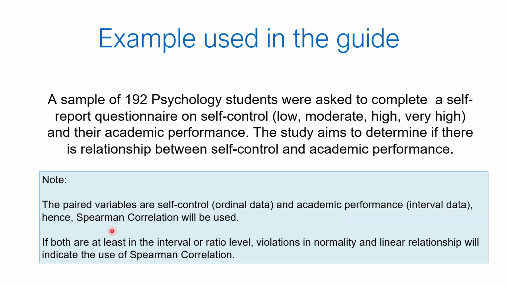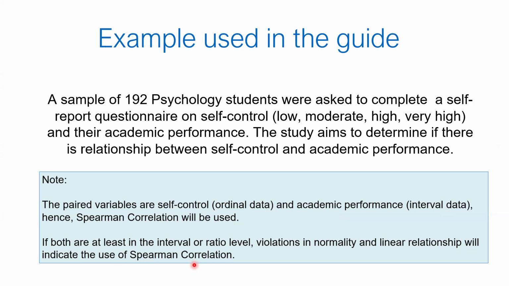Okay, hence Spearman correlation will be used. So take note, because at least one is in the ordinal level. Okay? If both are at least in the interval level or in the ratio level, violations in normality and linear relationship will indicate the use of Spearman correlation. Okay? So I hope this is clear, all right?